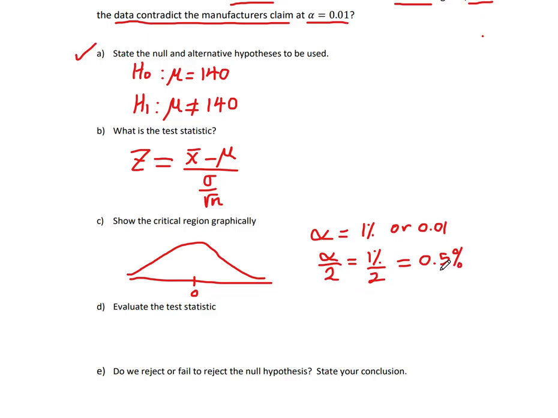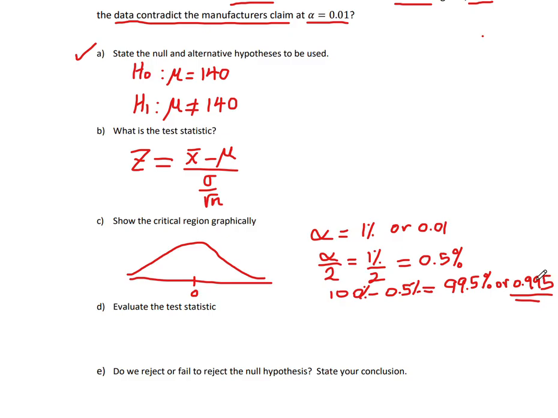Then once you divide alpha by 2, our next step is to subtract 0.5 from 100%, 100% being the whole, representing the entire area under the curve. So when we subtract 0.5% from 100%, we get 99.5%, or 99.5% expressed as a decimal would be 0.995. And this is the value that we will need to search for.